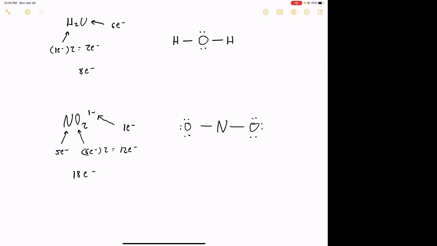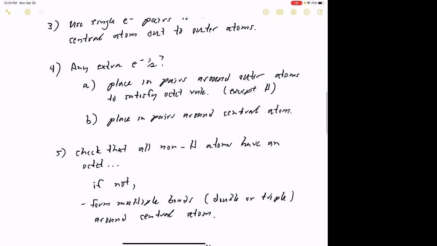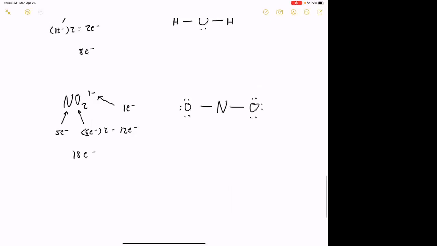So where's the next place you go after the outer atoms? Just a quick review here. Any extra electrons? A says go around the outer atoms. B says if there's any left over after that, we're going to place them in pairs around the central atom. So outside atoms first, then the central atom. So now we're going to put that extra pair of electrons in here on the nitrogen.